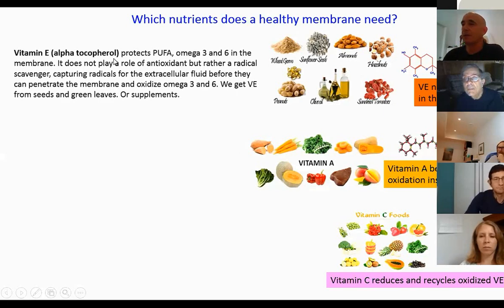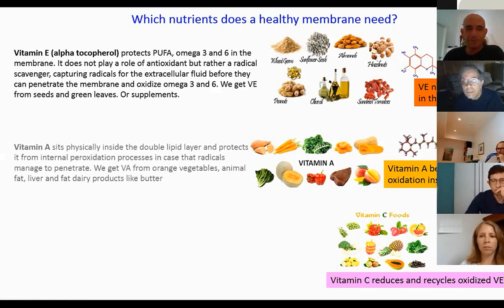So the first one is vitamin E, only alpha tocopherol. It's the only one that can play this part in the game. And it protects PUFA, omega-3 and omega-6 in the membrane. It is not an antioxidant. It's a radical scavenger, capturing radicals from the extracellular fluid before they can penetrate the membrane and oxidize omega-3 and 6. And we get vitamin E from seeds and green leaves, or if you don't eat enough of this stuff, you can get it from supplements, so gel caps or a liquid. And it's very easy to get it, but unfortunately in the modern world, people don't eat too many seeds and green leaves unless they are health conscious like me.